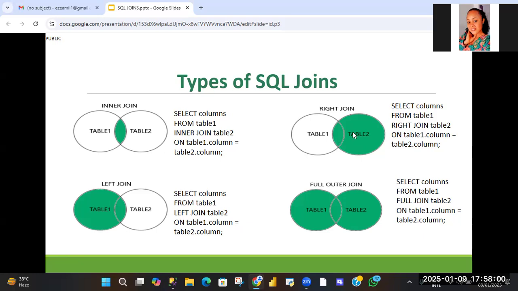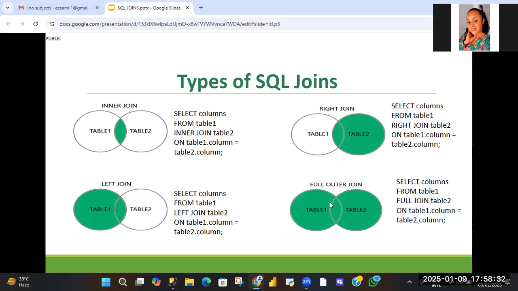Then you look at the right join. It's the same as the left join, all right? Normally I just use left join because left join and right join are almost the same thing. What matters is which table you place first, right? The table you place first is always the left table. So the right join means get everything from my right table, that's table 2, then get the matching rows from table 1. So that's what this one is doing.